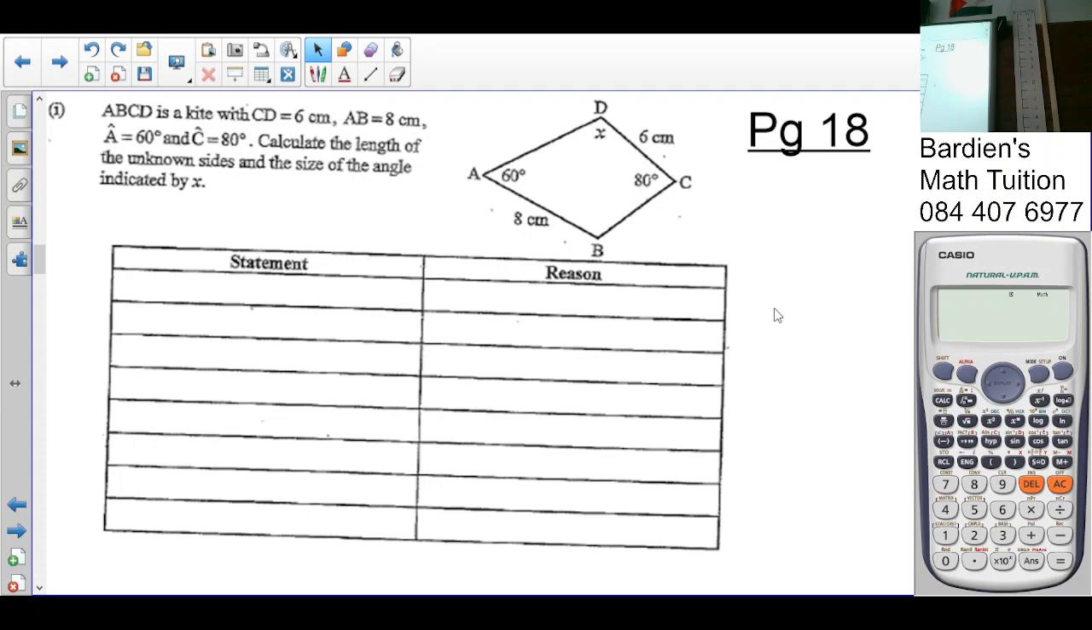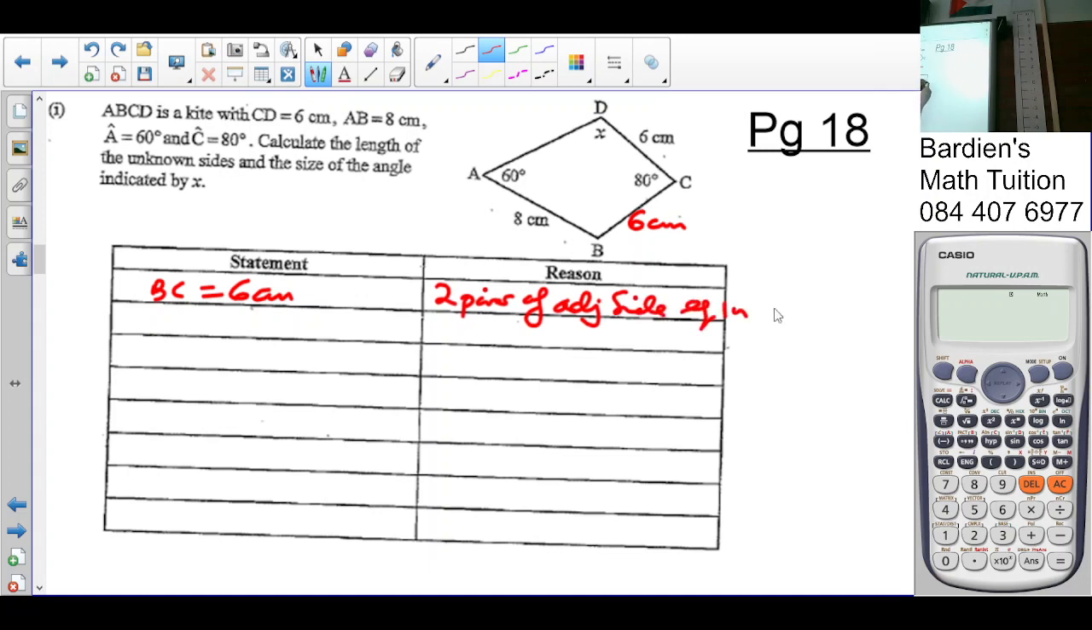Right. Then we are told that CD is 6, AB is 8, angle A is 60, angle C is 80. Calculate the length of the unknown sides and the size of the angles. Right. Let's go with the sides first. So BC is going to be 6 centimeters. Why? Two pairs of adjacent sides equal in a kite.